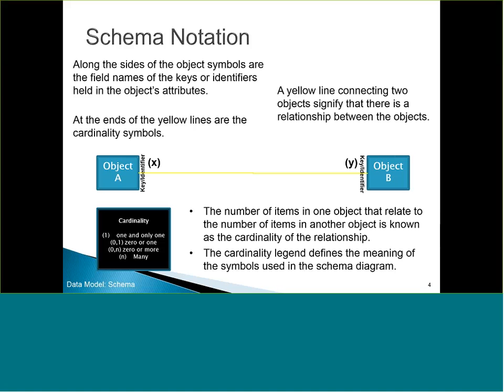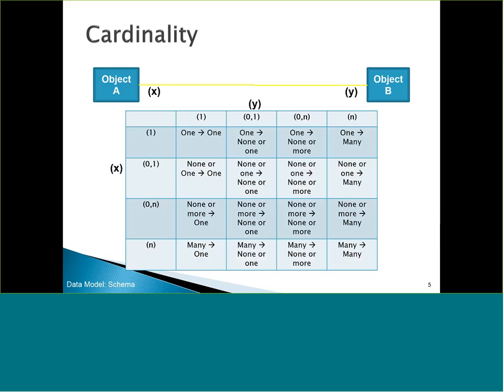Cardinality is the number of one object that relate to the number of another object. Cardinality can be any of the combinations shown in this table. For example, in the upper left, we have 1 to 1. This means that one member of object A relates to one member of object B. In the lower right, we have many to many. This means that many members of object A relate to many members of object B.